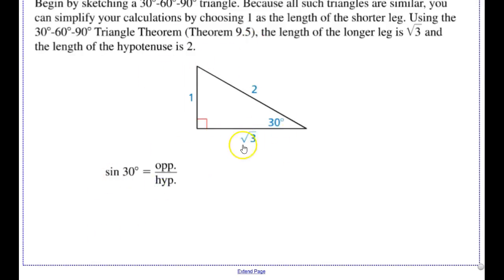So now I can find the sine of that 30 degrees, right? So I know that sine is the opposite over the hypotenuse. So I deal with the opposite and the hypotenuse. I substitute what I know, and I can find the decimal approximation as well.